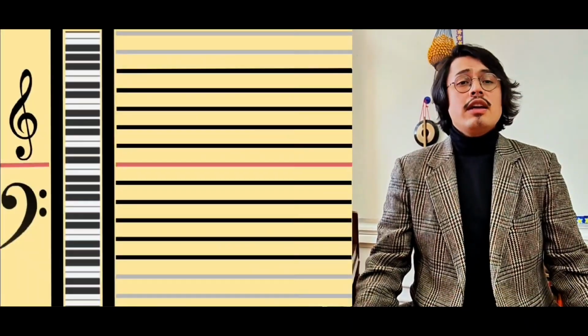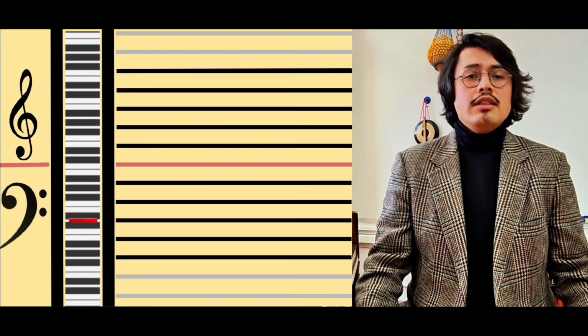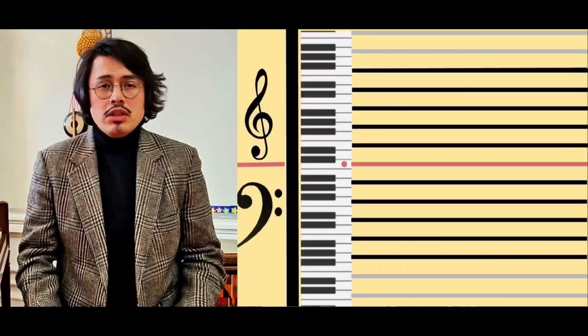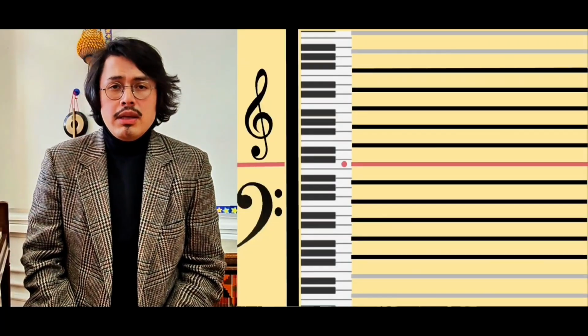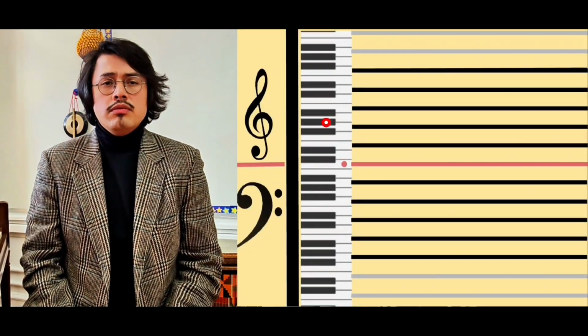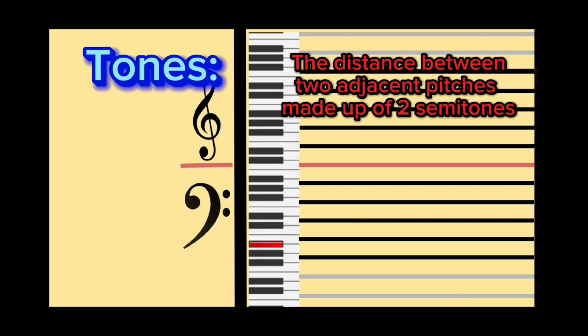Now let's check out tones and how they differ. From this perspective, again, tones move from one key to the next simply by skipping one key. This means you're going to have a key in between one key and the other. Once we come back to our original perspective of the keyboard, we see how tones really move. We can conclude that tones are the distance between two adjacent pitches made up of two semitones.